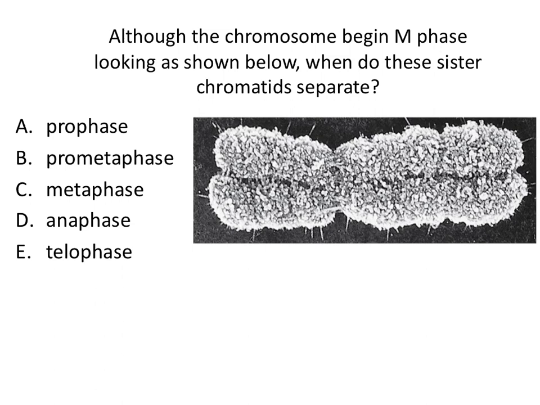Although the chromosome began M phase looking as shown below, when do these sister chromatids separate? So the question is, what part of mitosis do I actually pull apart these sister chromatids? And hopefully you're thinking anaphase. Remember, anaphase is when they pull apart.